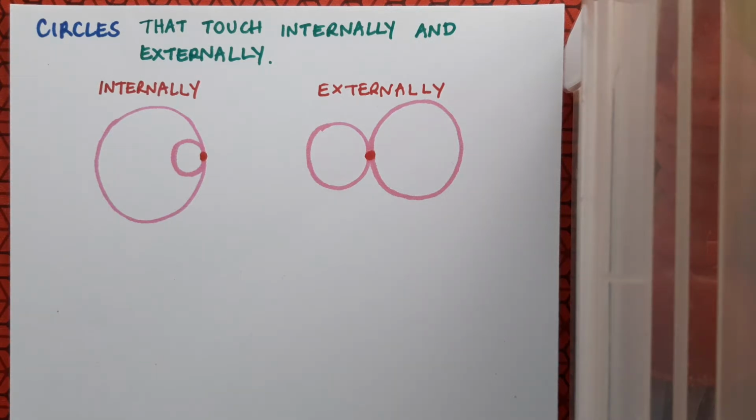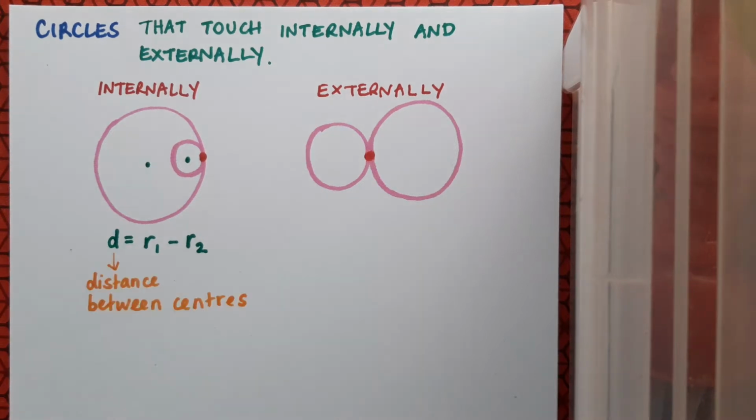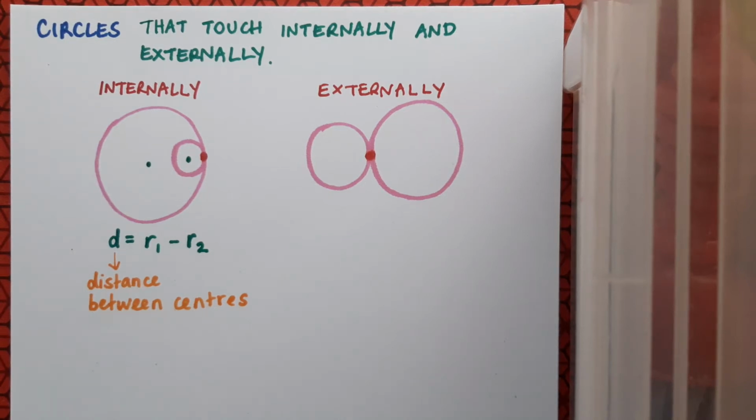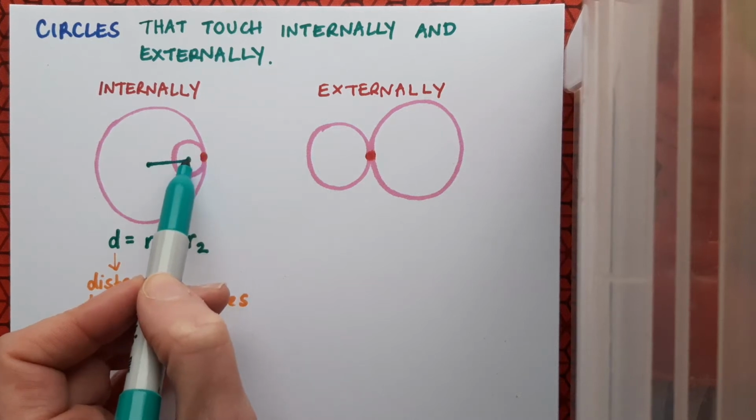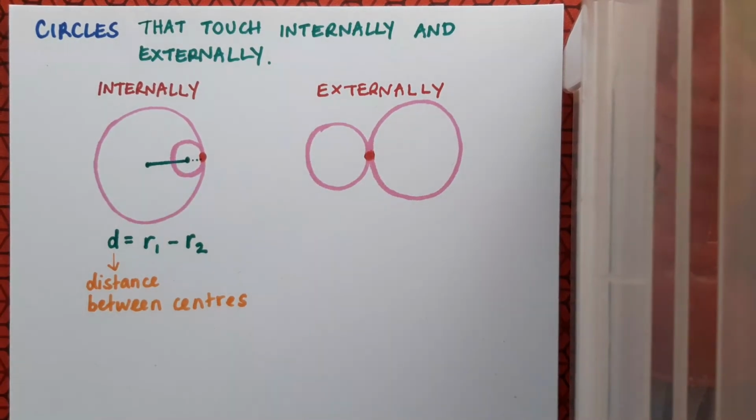And to help us make the decision, there's a couple of formulae that we can use. For circles that touch internally, we'll be using the formula d equals r1 minus r2. In this case, d is the distance between the centres of the circles. The distance between the centres of two circles that touch internally is equal to the full radius of the larger circle minus the radius of the smaller circle.